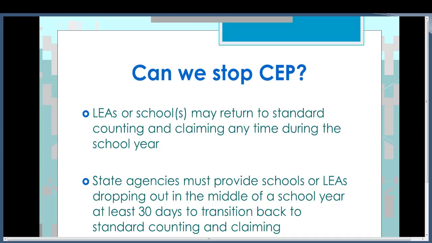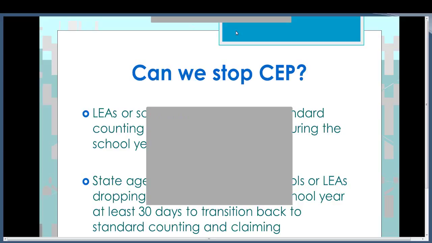If you find CEP is not working, you can elect to stop at any time and resume standard counting and claiming. You'll have to notify your state agency, and you'll have 30 days to take applications and resume standard operating procedures. That also means adhering to all the certification and verification requirements.